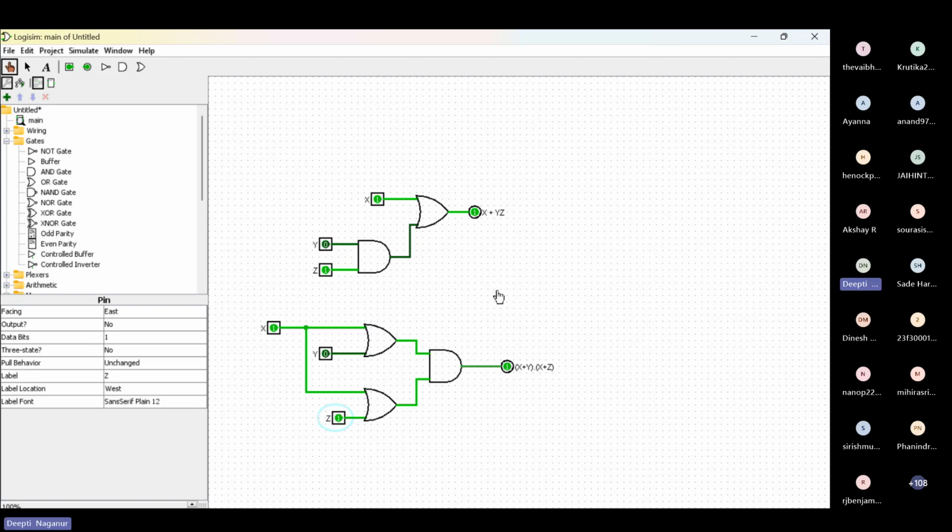In that case also, the output is 1. What if, let me say, all the X, Y, Z are 1? In that case, the output will be 1.